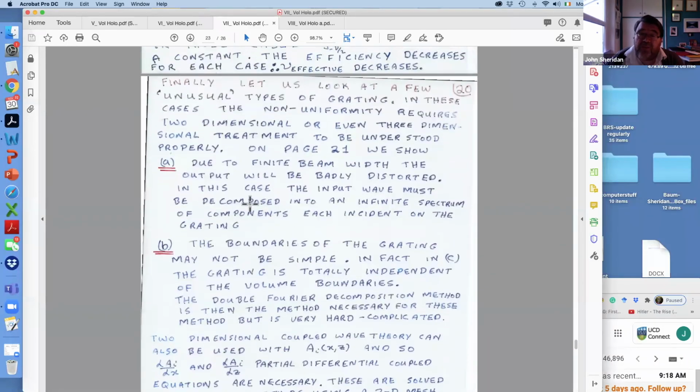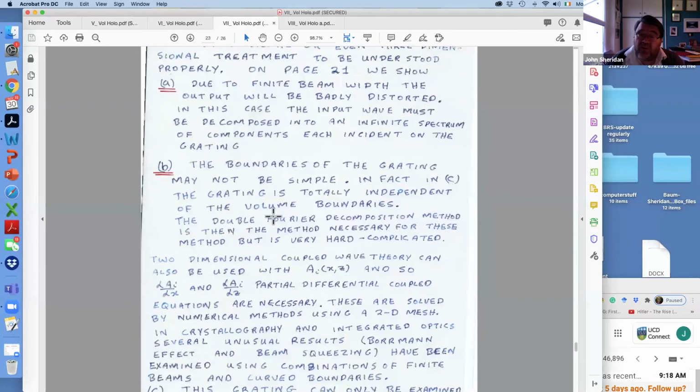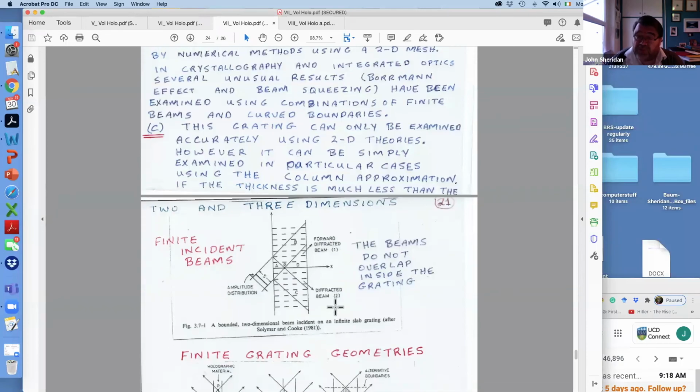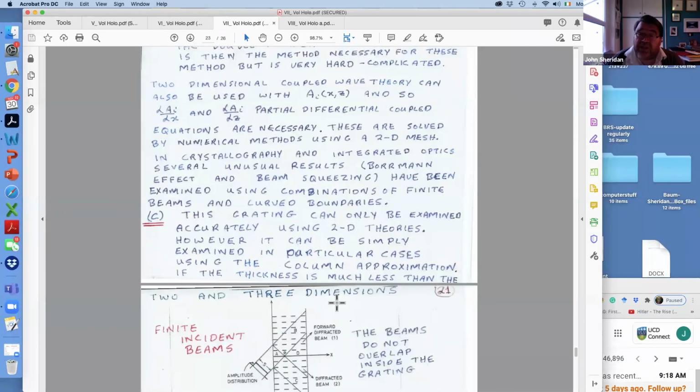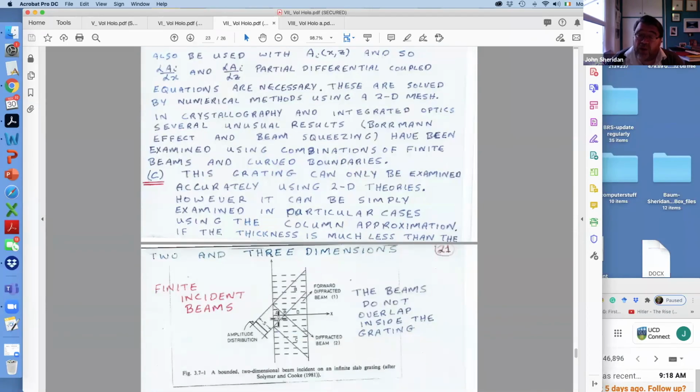So a finite beam width output will be badly distorted. In this case, the input wave must be decomposed into an infinite spectrum. So we have to treat the input not as a single plane wave, but we have to write out this finite beam as an infinite set of plane waves, which are replaying this infinite grating. And if we do that, we can actually find out what's going on. We can actually predict what comes out on the other side. We have to decompose the input into plane waves, because this finite beam can no longer be well represented by an infinite plane wave.